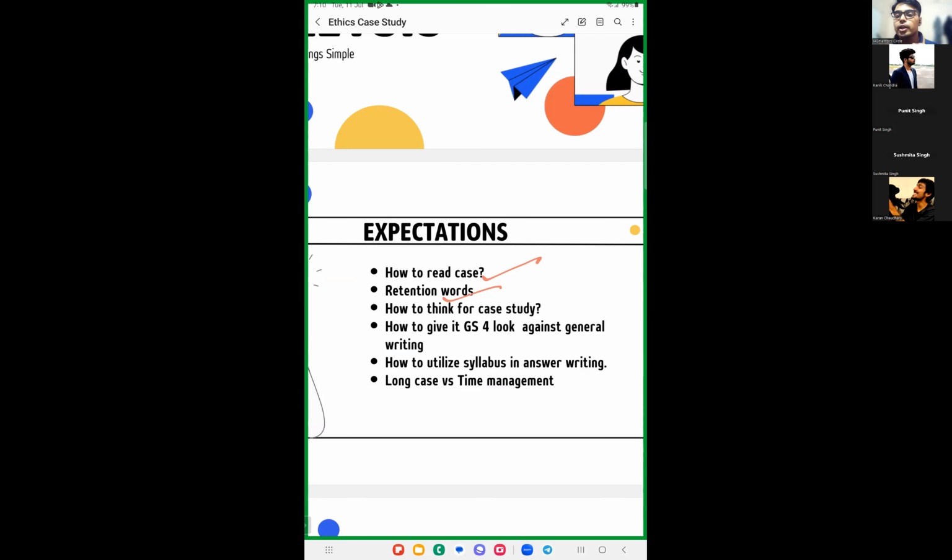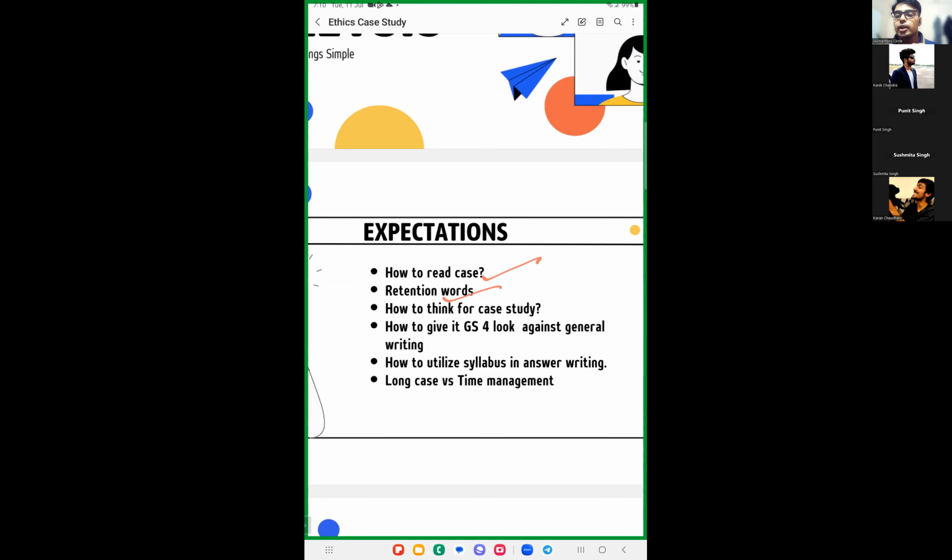When I say how to think in a case study, you should be clear of the context in which the case study is being made. When you think of the context and the background, why the case has gained importance, why it has been asked in GS4, then you should be clear about the affected people, the stakeholders and all. Then you will be utilizing all those people who are affected by the case, as an approach, how the person, the thing, or the organization can be utilized in the case.